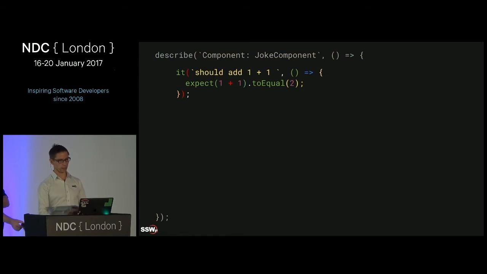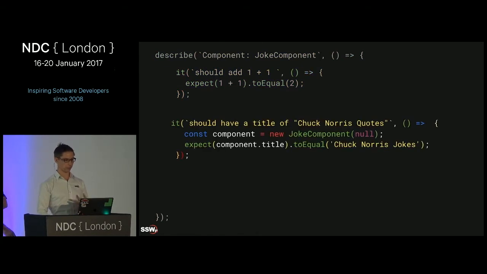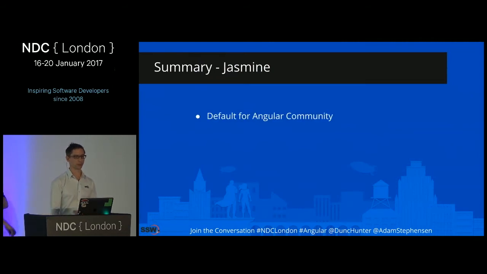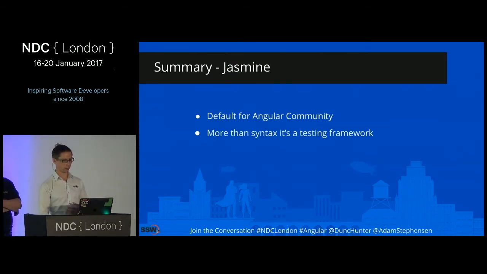So we had a quick look at adding 1 + 1. And then we had a second test, and we looked at newing it up. So in summary with Jasmine, it is the default kind of testing framework tool for the Angular community, although there's other ones you could use. And it's a lot more than syntax. We're just using the syntax there, but there's a lot of testing helpers, and you'll see Adam show you a couple of those now.